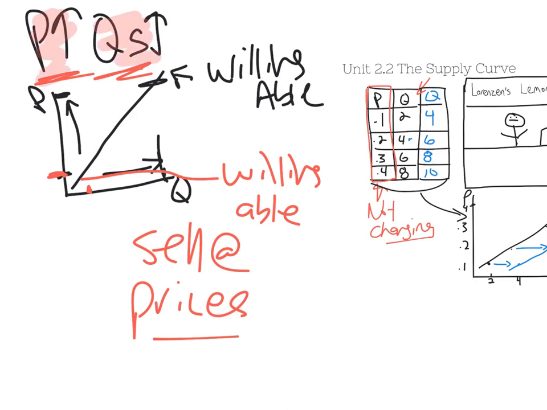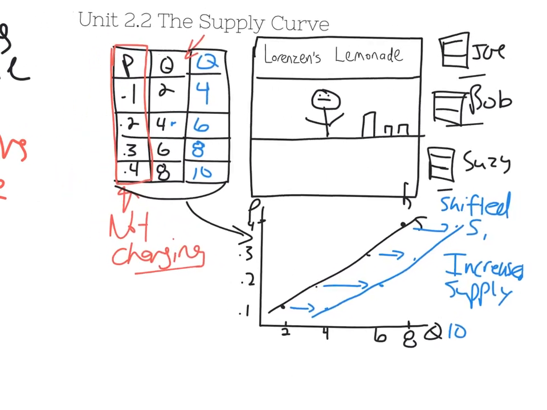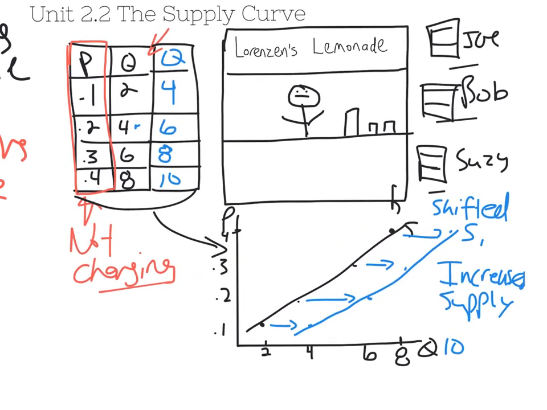All right, now what happened over here? There we are. What happened on this side? Did price change? Nope, price didn't change. Look at this. Price is at 10 cents. It was at 2 for a quantity, and now it's at 4 for a quantity. Why did the quantity change even though the price didn't change? Because some outside factor changed. This right here is our outside factors. Those are our outside factors, right? And they increase the supply.